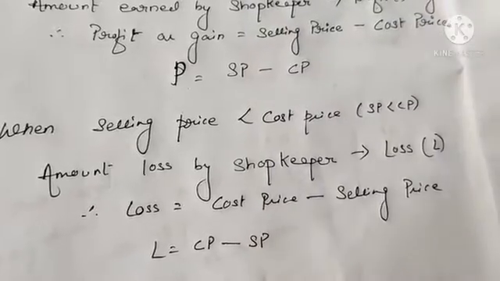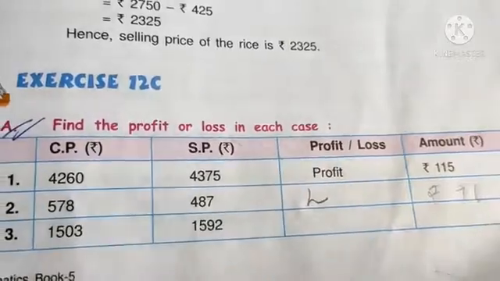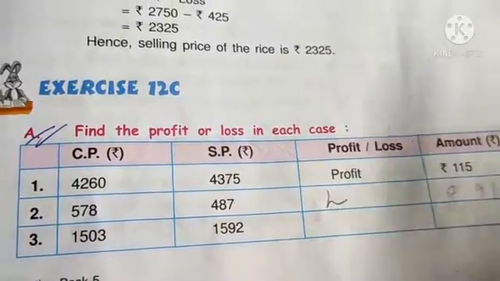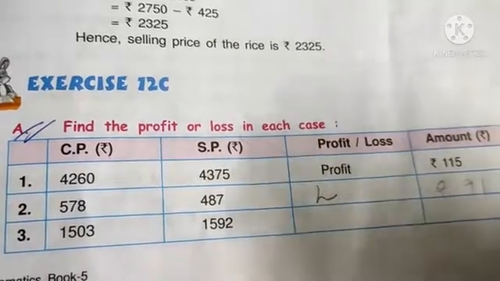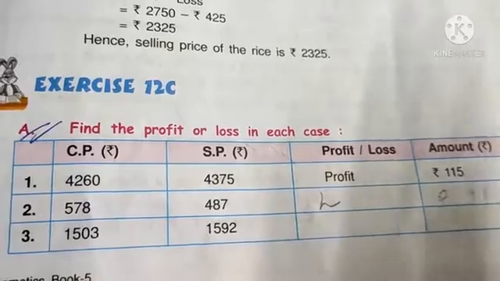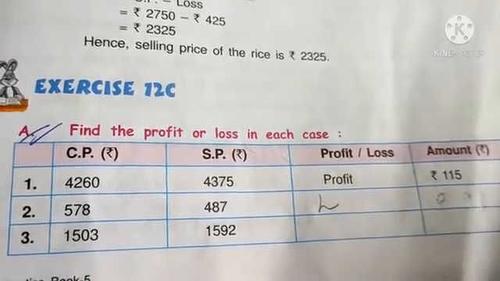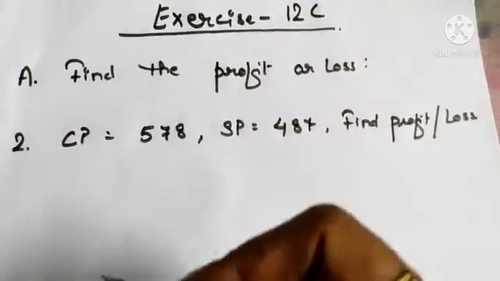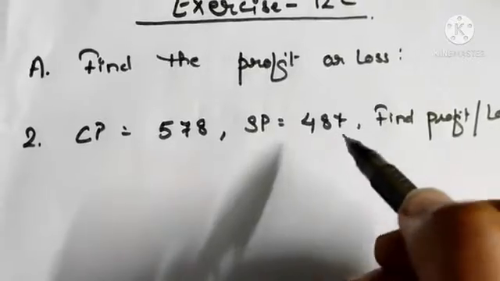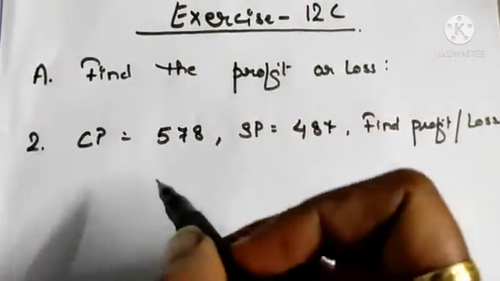Let us solve few sums to understand profit and loss. So here is the question. Number A of exercise 12C. Find the profit or loss in each case. So cost price and selling price is given, and we have to find out the profit or loss and the amount. Here number 2, CP equals 578, SP equals 487. So find profit or loss and the amount.